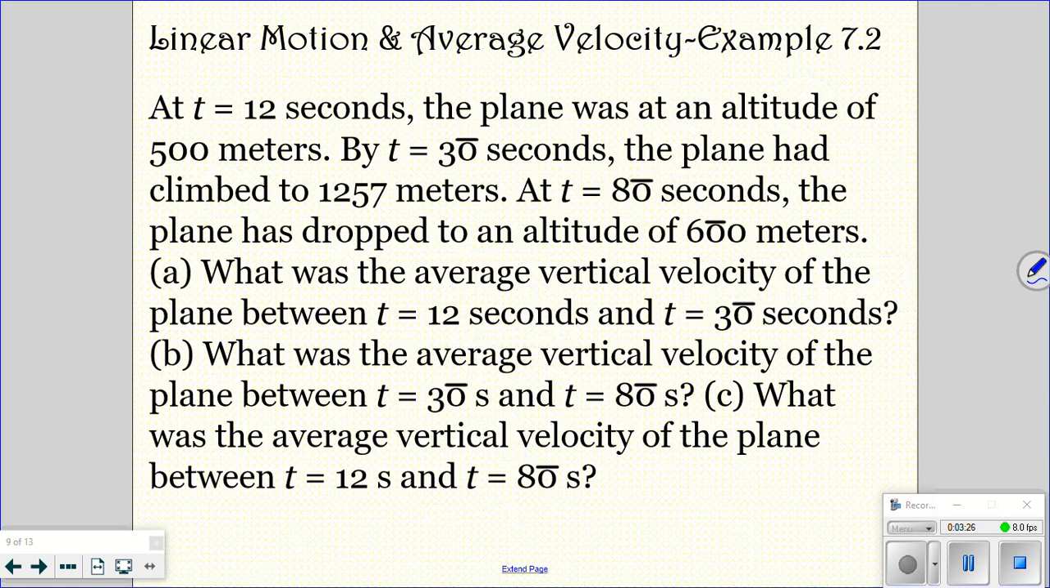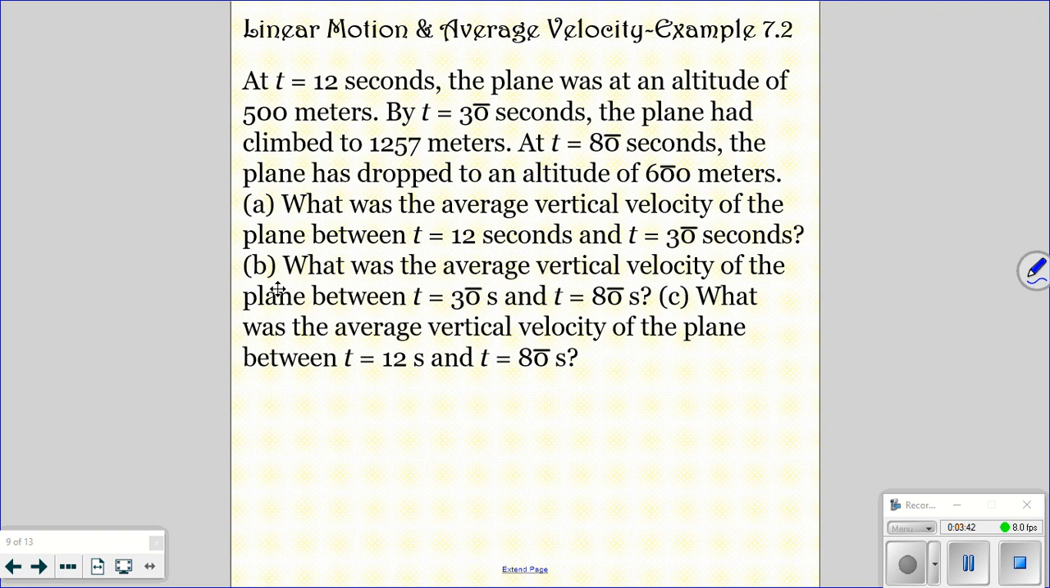Okay. Looking at another one. At 12 seconds, the plane was at an altitude of 500 meters. By 30 seconds, it had climbed to 1257. At 80, it had dropped to 600. And then they have an A, B, and C. So let's start with A. What was the average velocity between 12 and 30 seconds? So 12 and 30, those are our times. So we're going to do 30 minus 12, because you always do T2 minus T1. Now the position at 30 was 1,257, and the position at 12 was 500. So 1257 minus 500 is 757, and 30 minus 12 is 18. And so I divide and get 42.05 repeating.